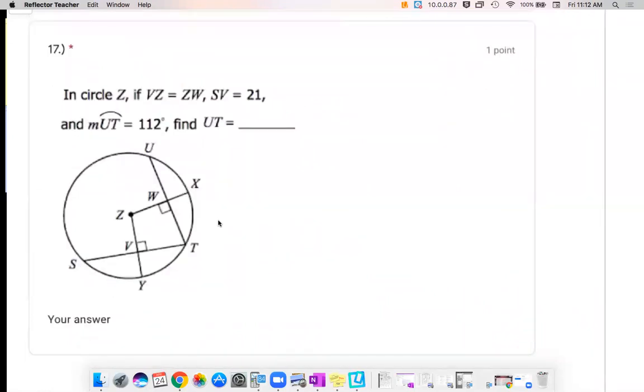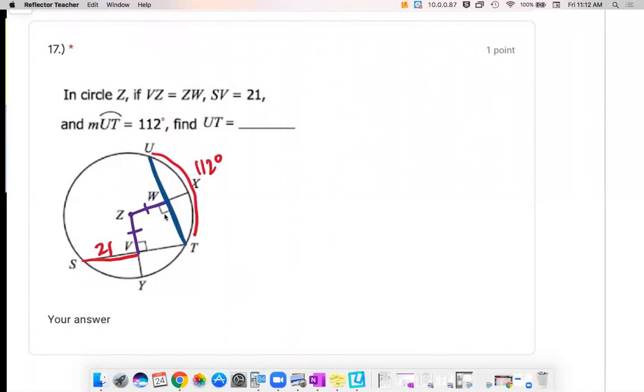In circle Z, VZ is congruent to ZW, so those are congruent, and SV is 21. And the measure of UT, this whole entire thing, is 112 degrees. This one wants us to find just the length of UT. So what is the length of this blue line right here?